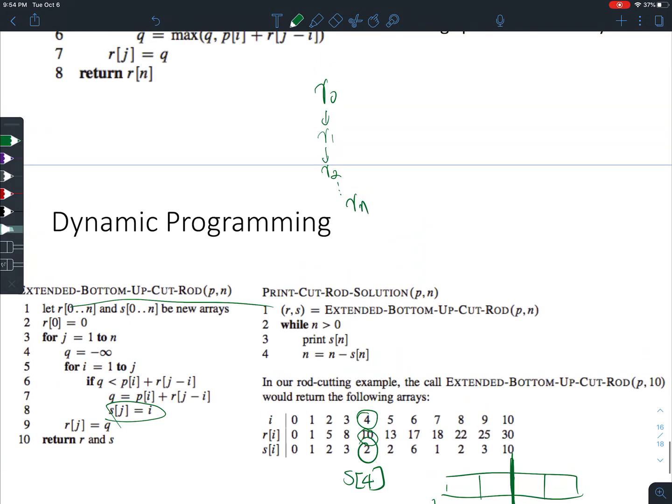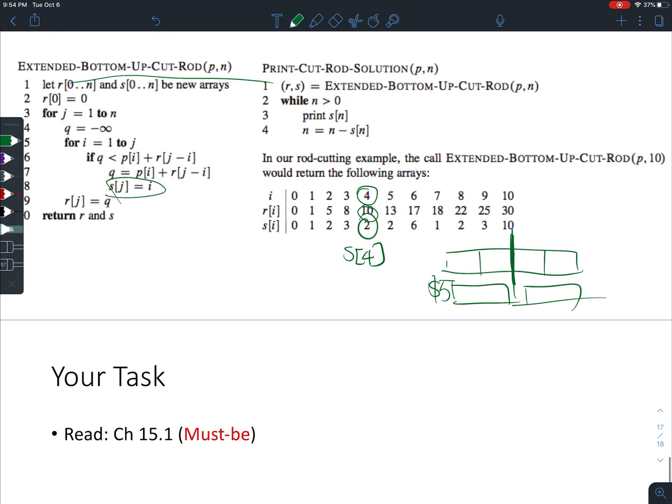Okay, and you are not required to implement the extended bottom up function, but if you implement that, you will be able to get some additional credit too.